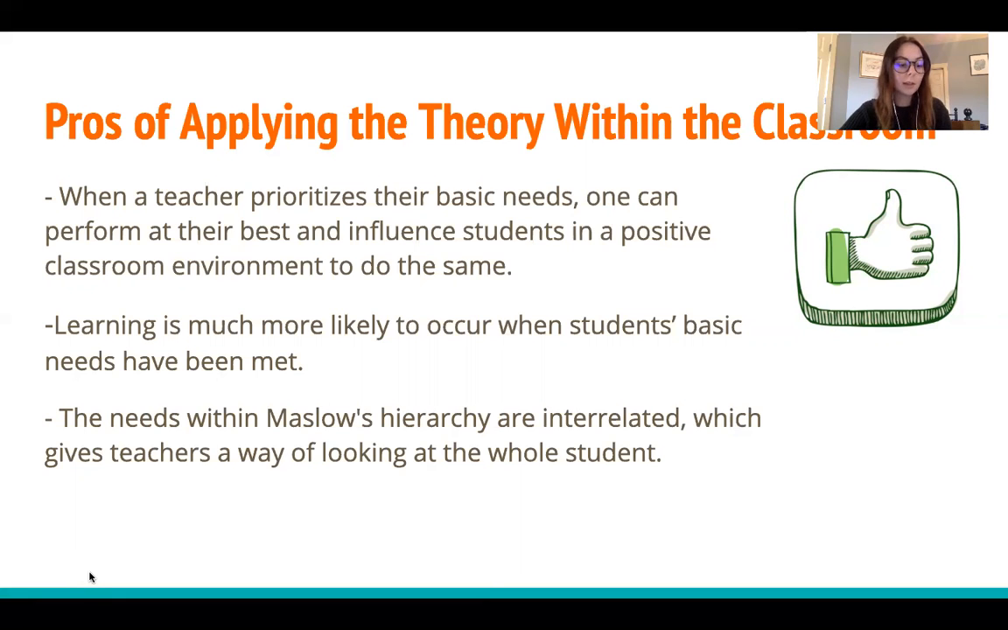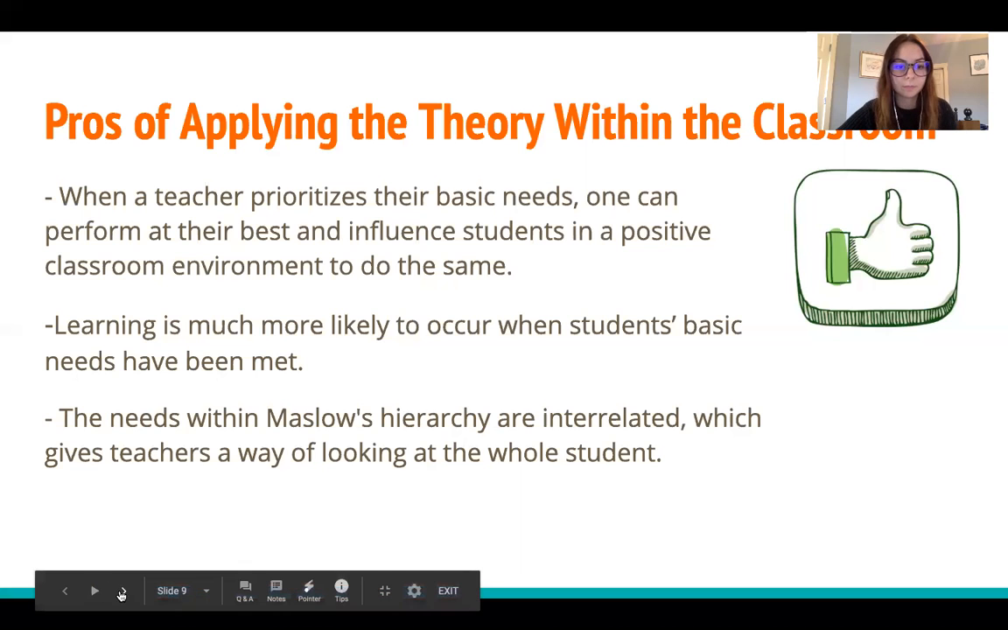The needs within Maslow's hierarchy are interrelated, which gives teachers a way of looking at the whole student. For example, if a child is hungry, distracted by their parents' divorce, or scared to come to school, their deficiency needs, as Zara mentioned earlier, are not being met. And as a result, they will not be able to meet their being needs and remain focused on their learning for that day. And I'm going to hand it off to Danelle to talk about the limitations of this theory.